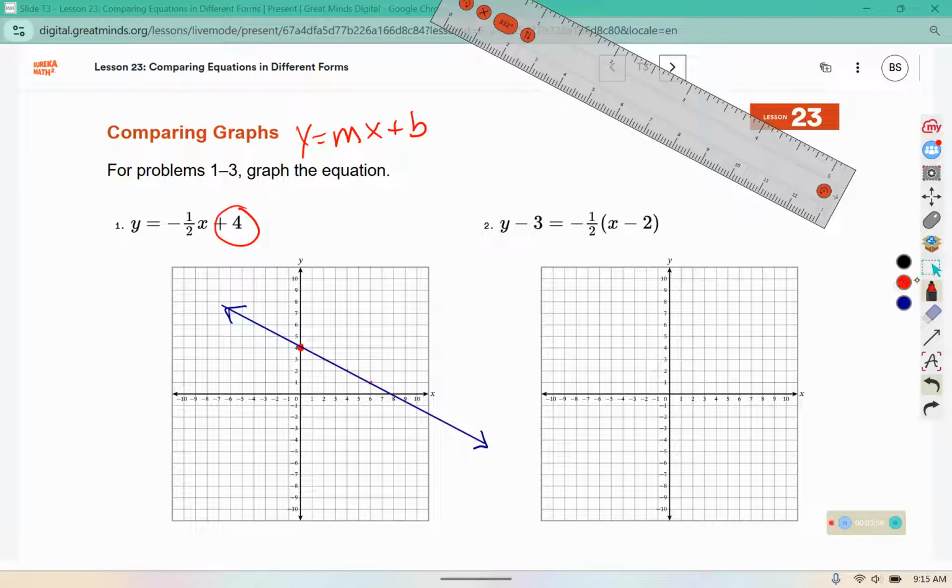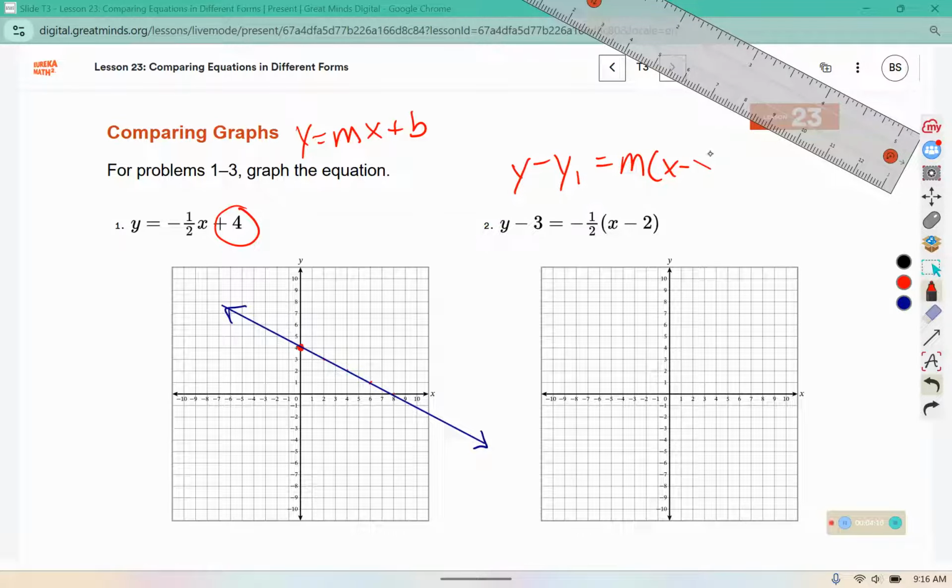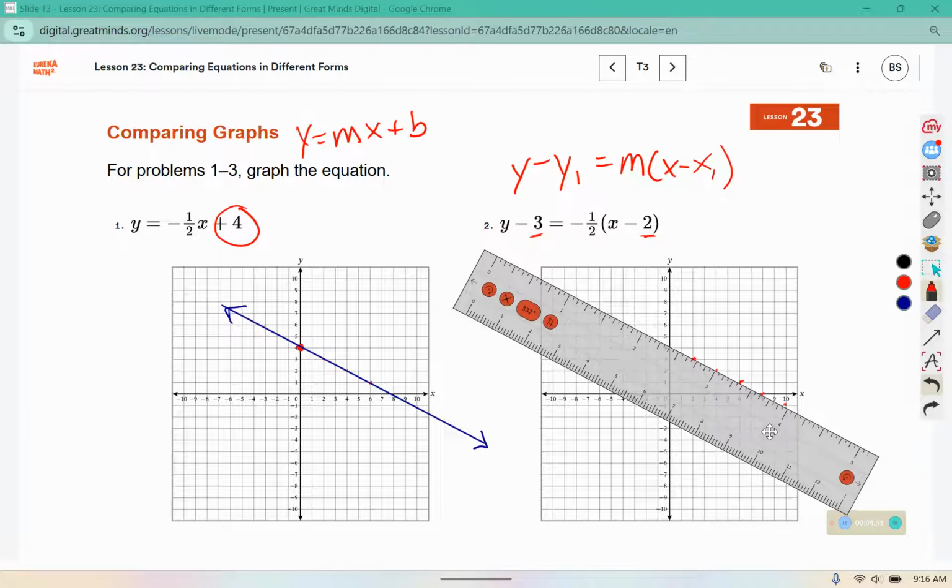This next one is written in point slope form. So the slope is still negative 1/2, but it's going to go through the point 2, 3. And we'll go down 1, right 2. And then connect them using a straight edge.